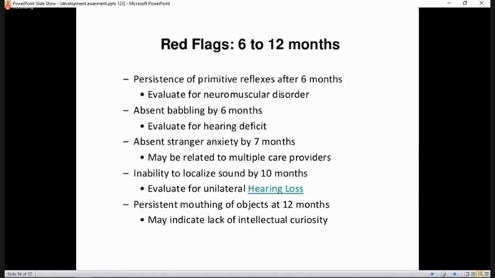The red flag sign from 6 to 12 months is persistence of the primitive reflexes. As I have already told you, primitive reflexes usually subside by the age of 4 months. If they are still present, this shows there is a dysfunction in the brain.